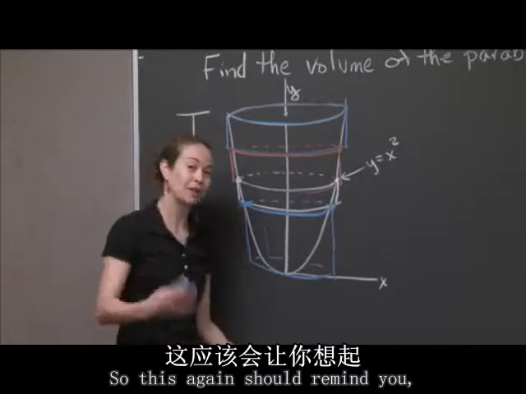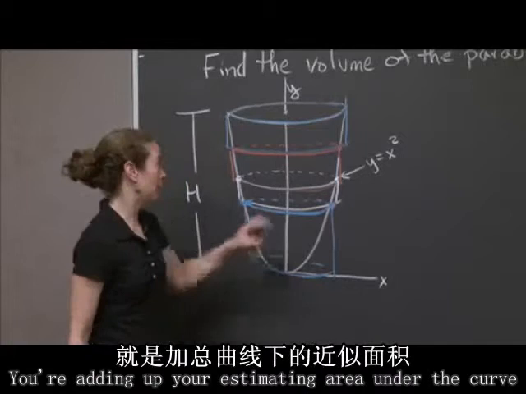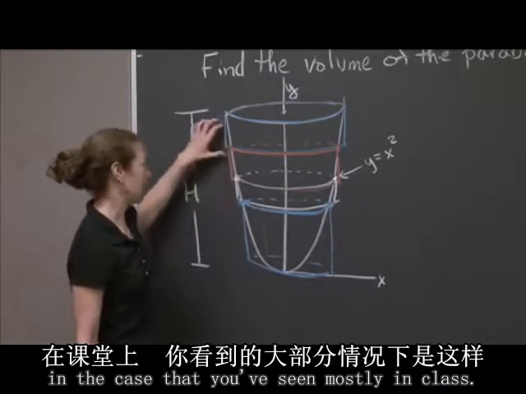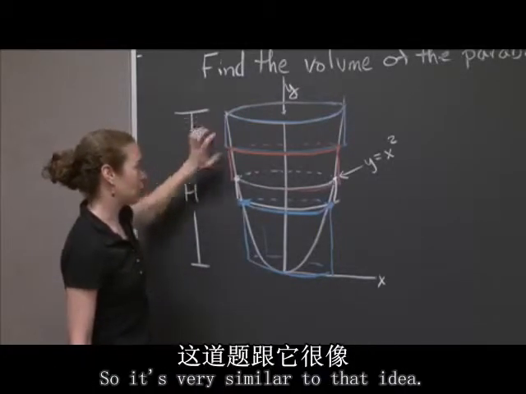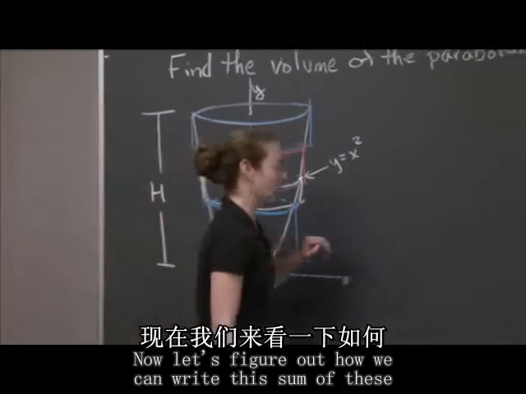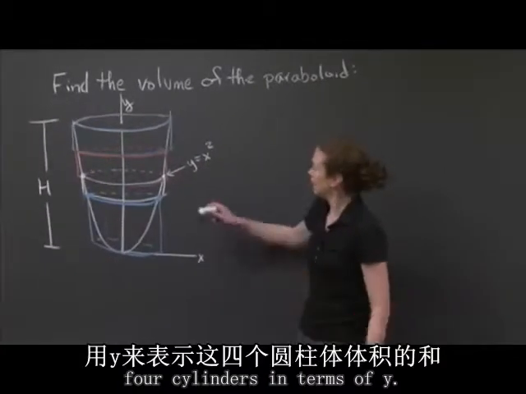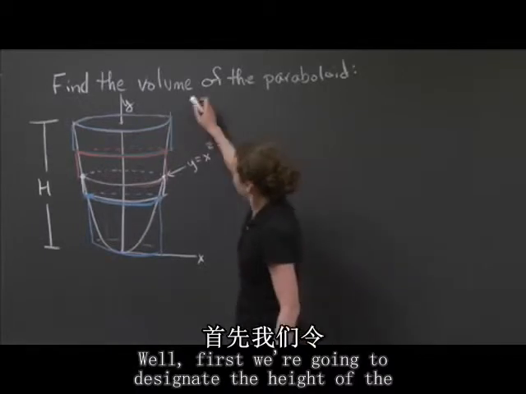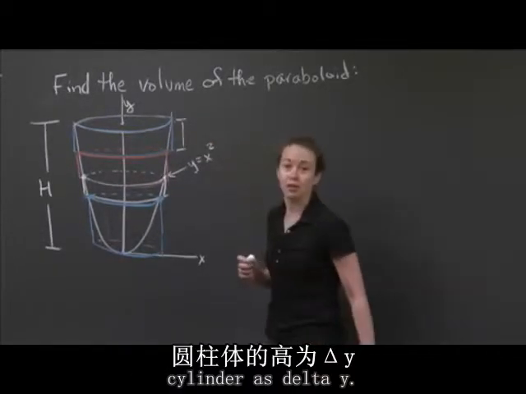So this, again, should remind you of what we've been doing with Riemann sums. You're adding up, estimating area under the curve in the case that you've seen mostly in class. But maybe this reminds you of the volume of the pyramid problem that you saw in the lecture videos. So it's very similar to that idea. Now let's figure out how we can write this sum of these 4 cylinders in terms of y. So what do we need to do? Well, first, we're going to designate the height of the cylinder as delta y.